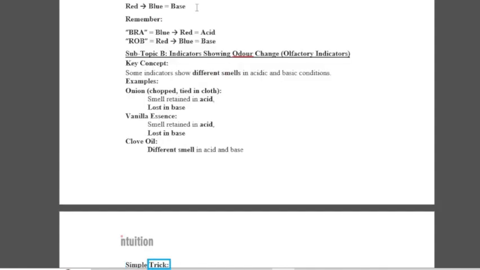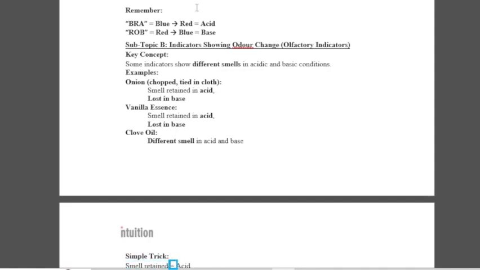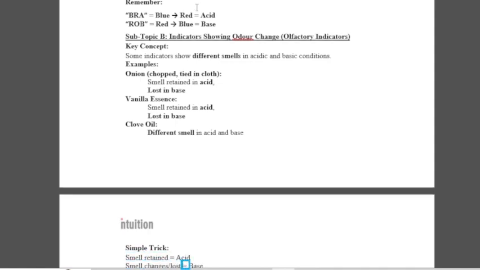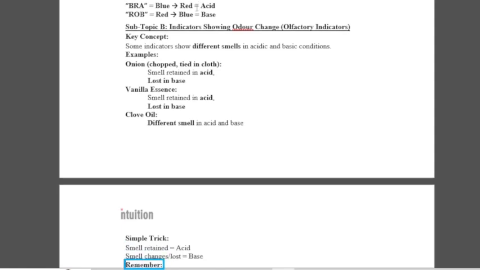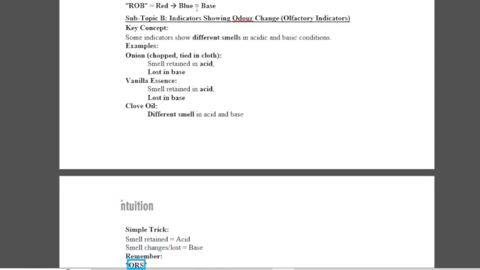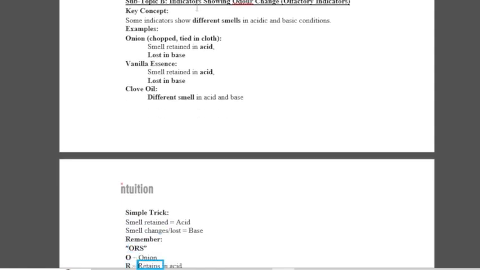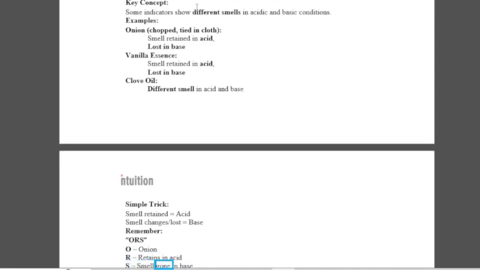Simple trick: smell retained is acid, smell changes or is lost is base. Remember, ROS: onion retains in acid. S: smell gone in base.